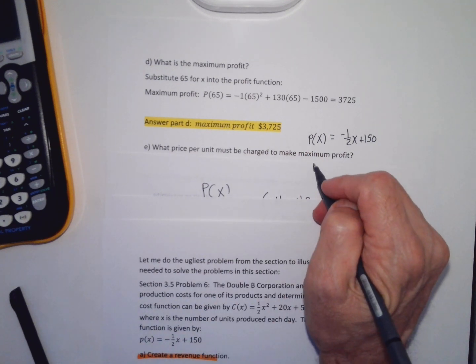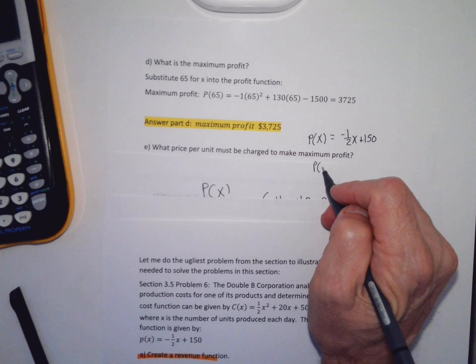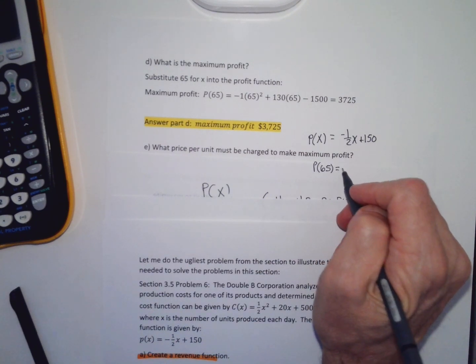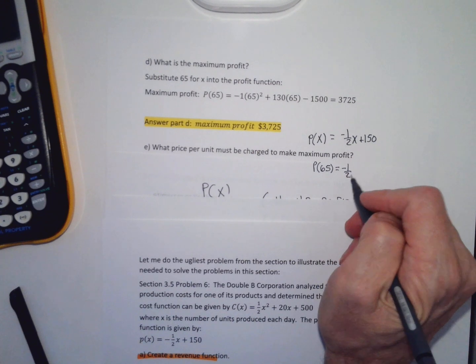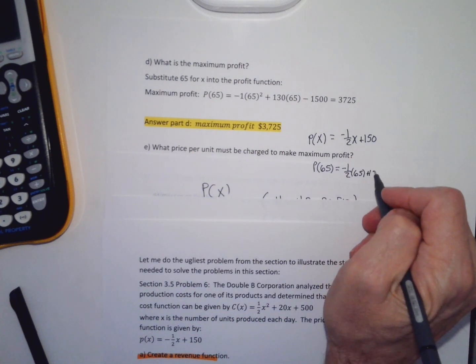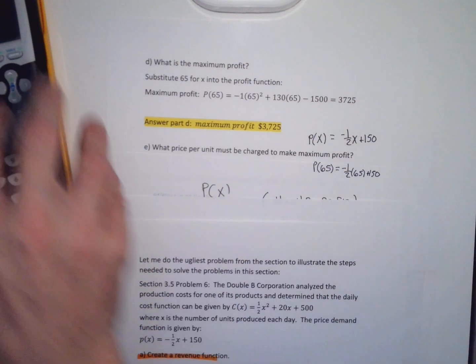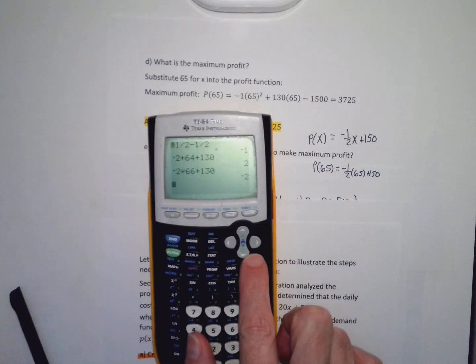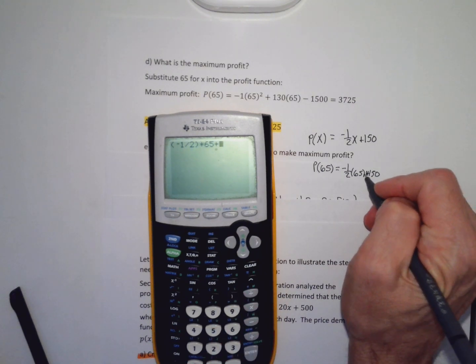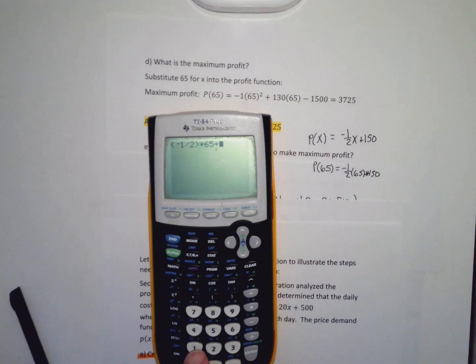So to figure out the price to sell 65 units, I just plug 65 into the price demand function. And I do the algebra, and what comes out is the price. So negative 1 divided by 2 times 65 plus 150. I'm getting close to the edge of my paper here. I can't really tell where it's at. I don't want to write off the edge.